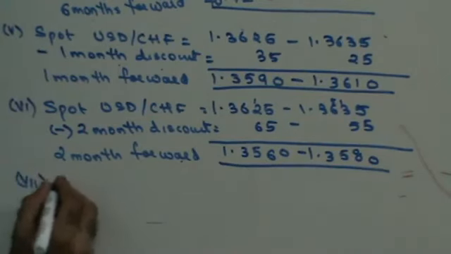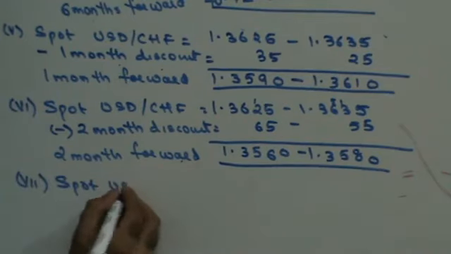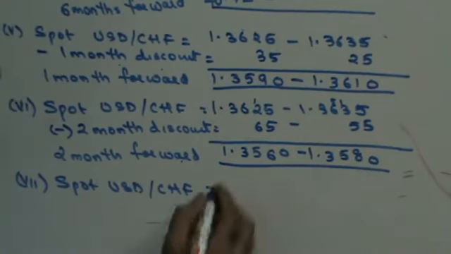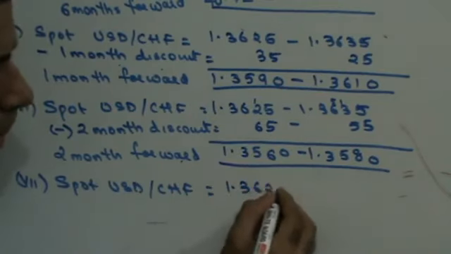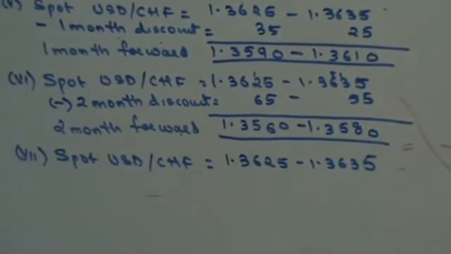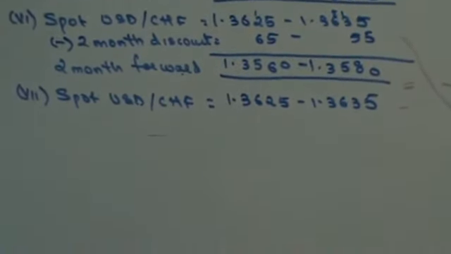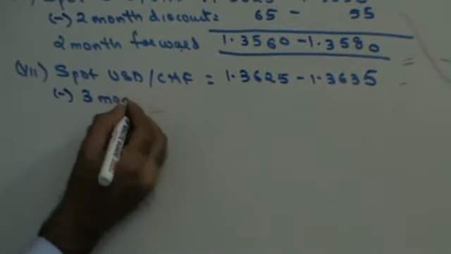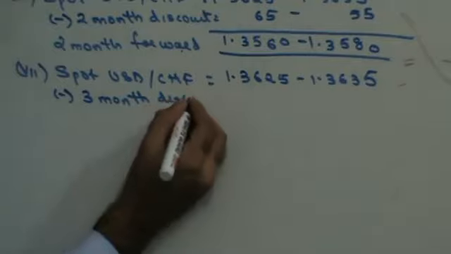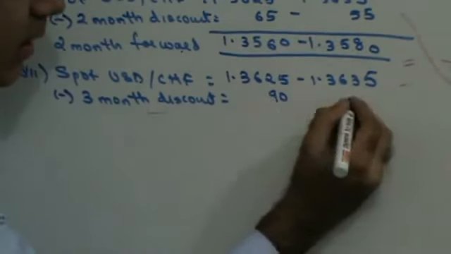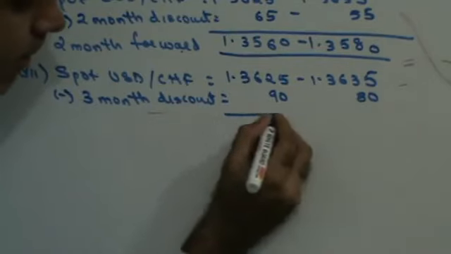Next, spot USD CHF is 1.3625, 1.3635. For 3 months again your swap points are in descending order. Descending order means it is discount. So this is 3 months discount. 3 months discount is 90 and 80.